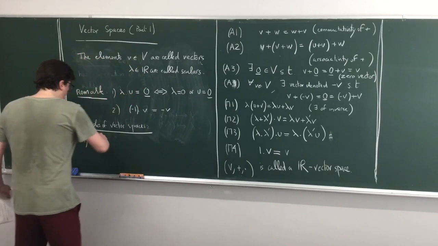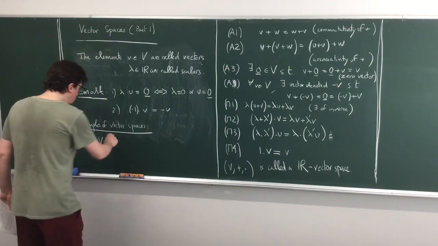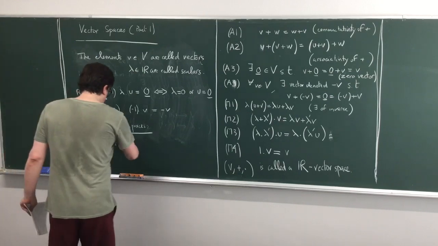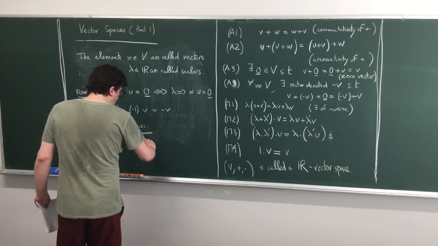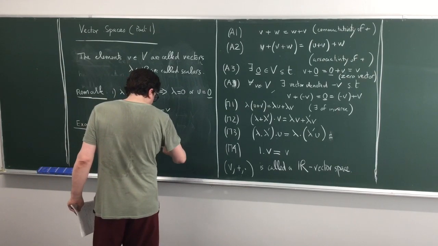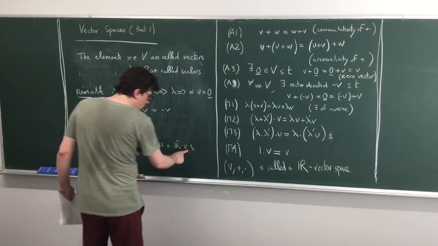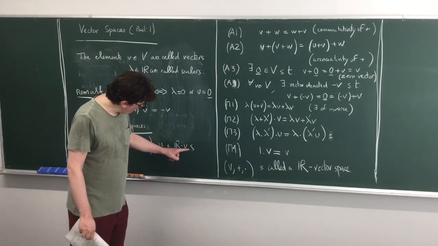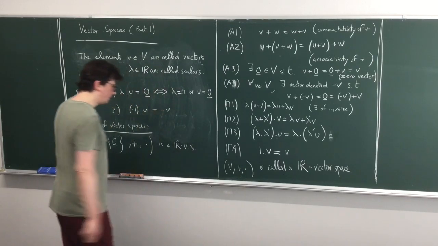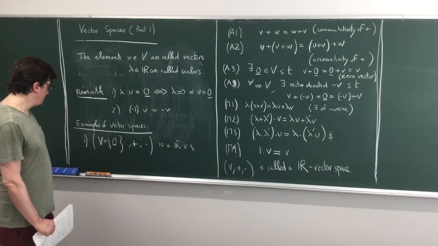And indeed, a vector space composed of just one element, which we will call the zero vector, will always be a vector space. I'm going to use this abbreviation, V for vector and S for space, so I will call that VS. Okay, this is an R vector space.